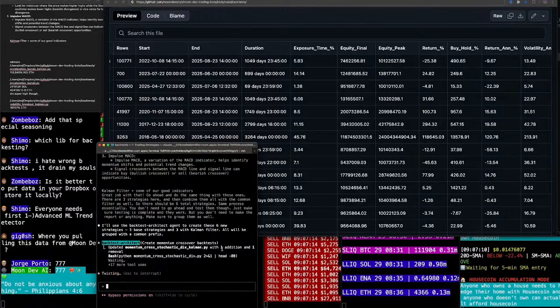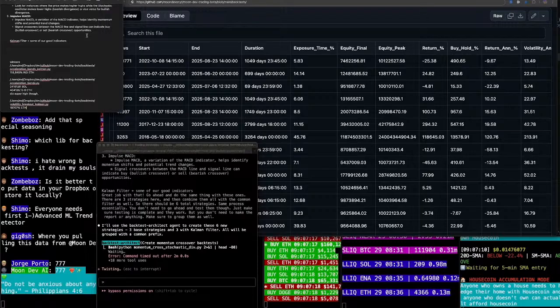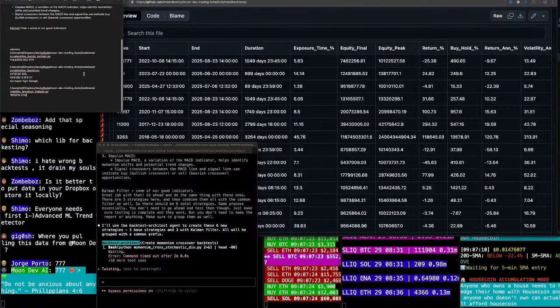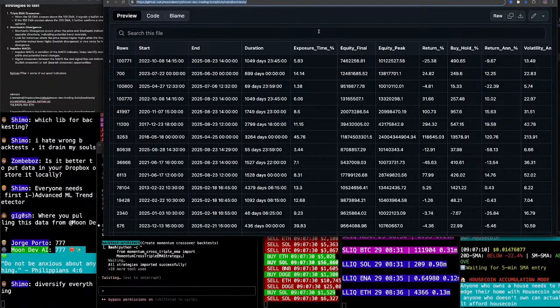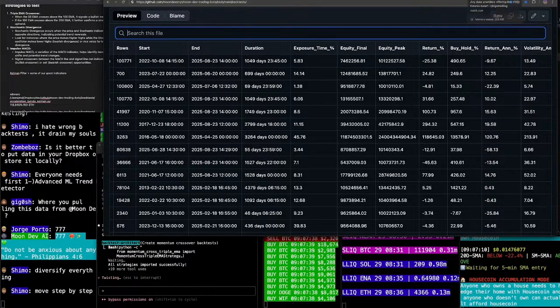Let's get it every single day. New ideas. Okay, so she's working on a bunch of ideas here. So she's doing the impulse. Perfect. Do not be anxious about anything. Diversify everything. Step by step, day by day.